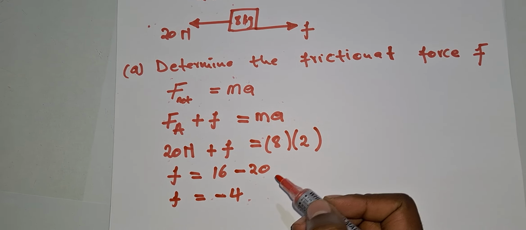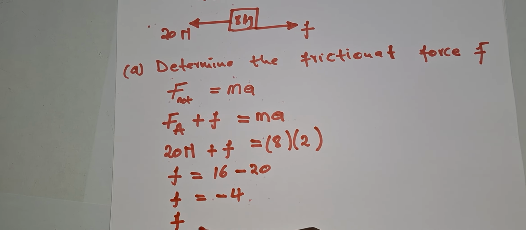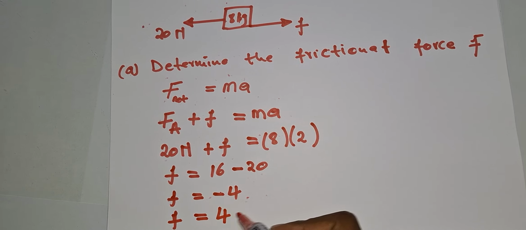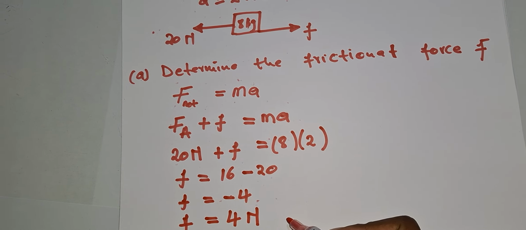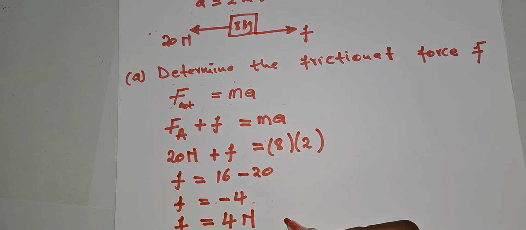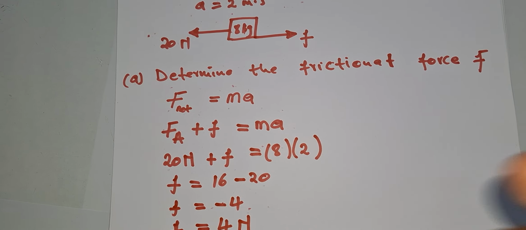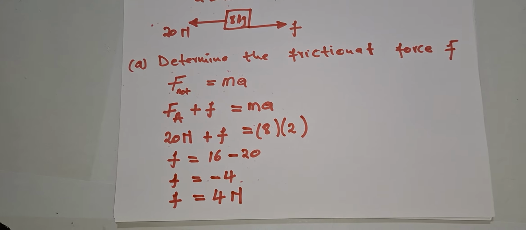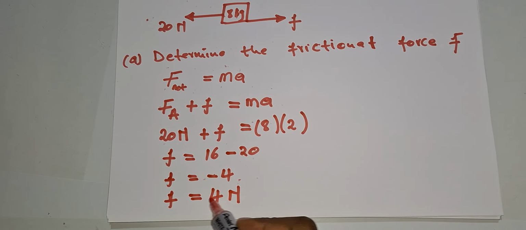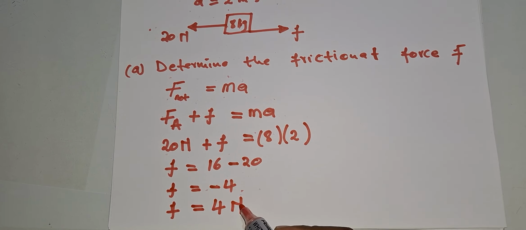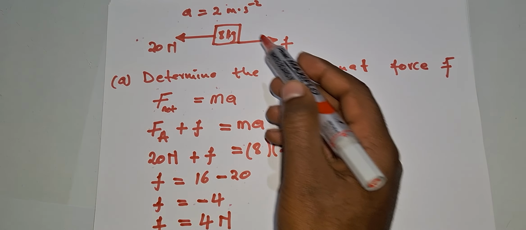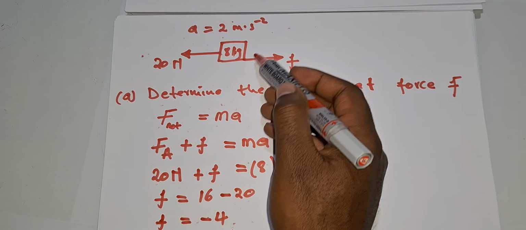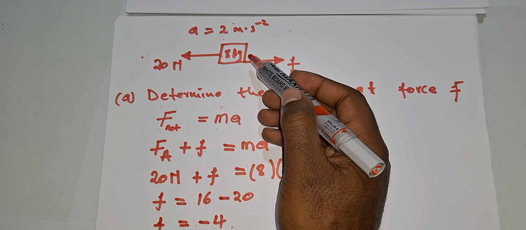So let me just write it here. It is equal to 4 newtons. Now this is the tricky part. We have to make sure that we understand this part, because in order for us to determine the direction of this frictional force, we have to go back to the diagram and evaluate in which direction it was going.